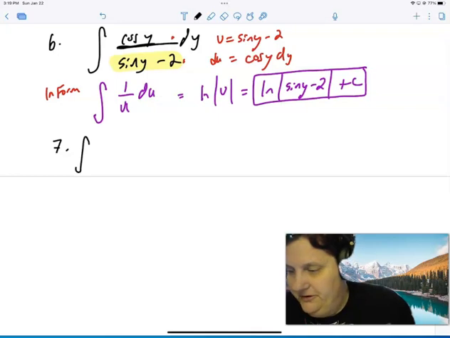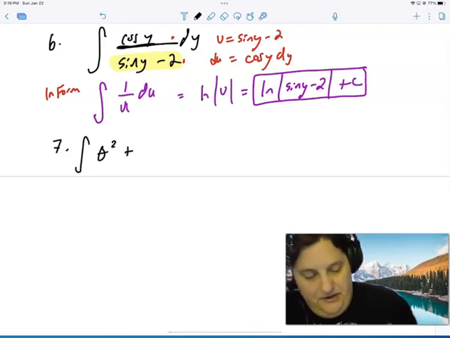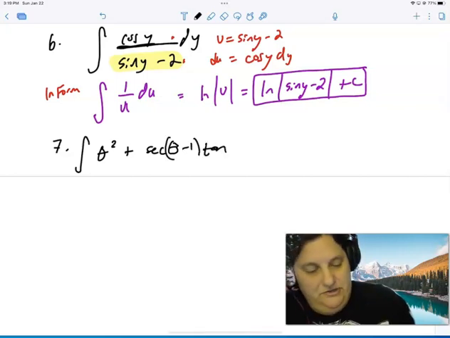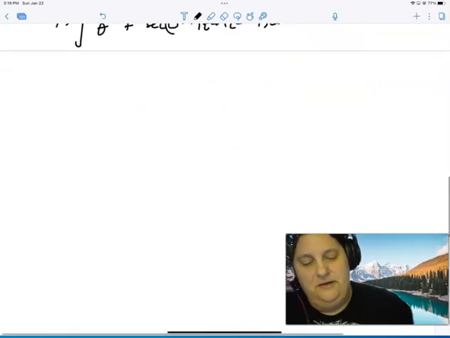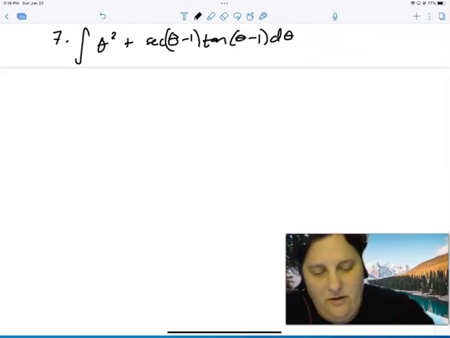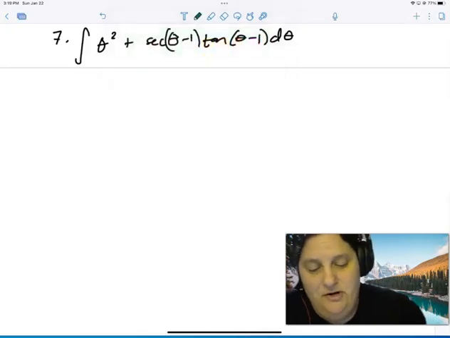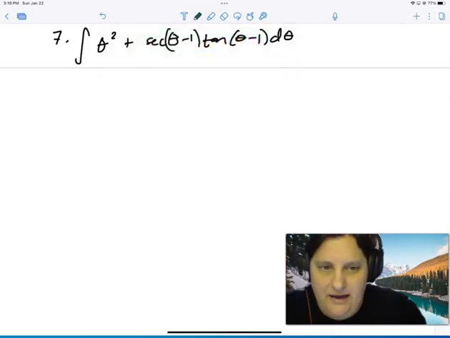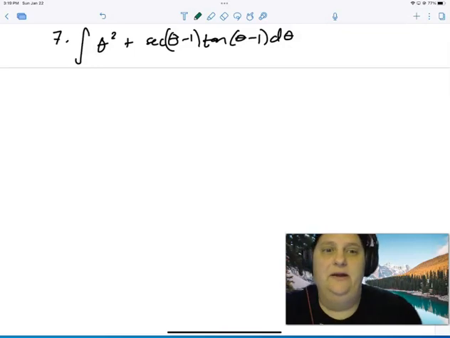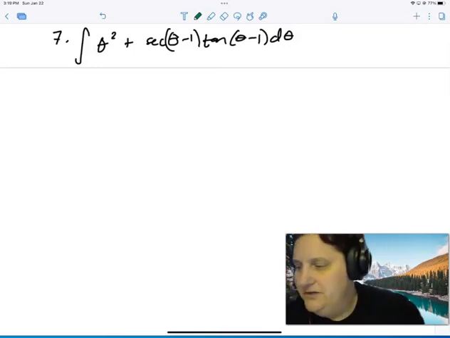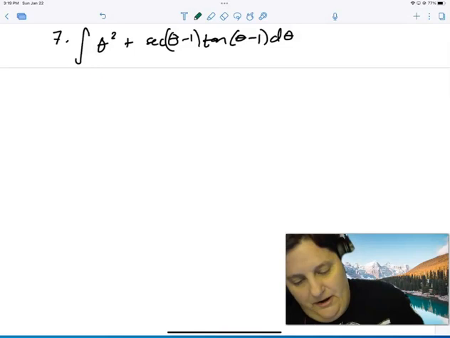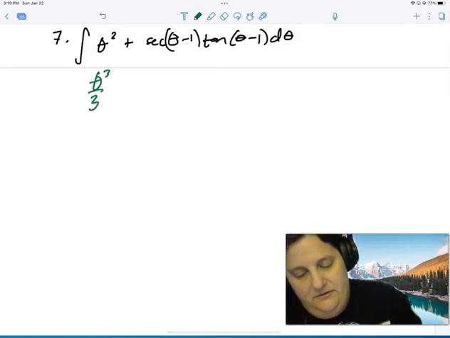Oh my goodness, this looks fun. Okay, theta squared plus secant theta minus 1 tangent theta minus 1 d theta. This is kind of reverse chain rule. Also, you should know how to integrate this, okay? Now think of theta as an x. If that bugs you, you could say let theta equals x, but I'm going to try to work with this. The integral of theta squared is theta to the third over 3.